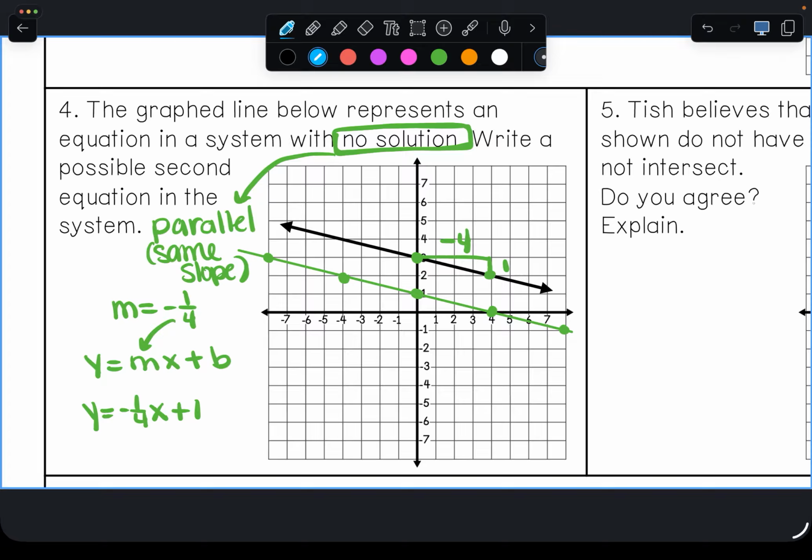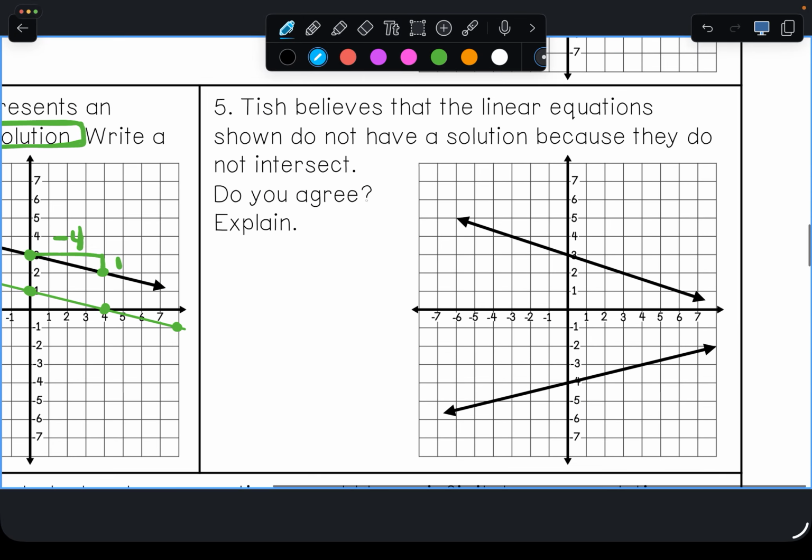Now, it says circle the name of two students whose equations have infinitely many solutions. So if they have infinite solutions, they're the same line. Who has the same line? Ravi and Courtney.